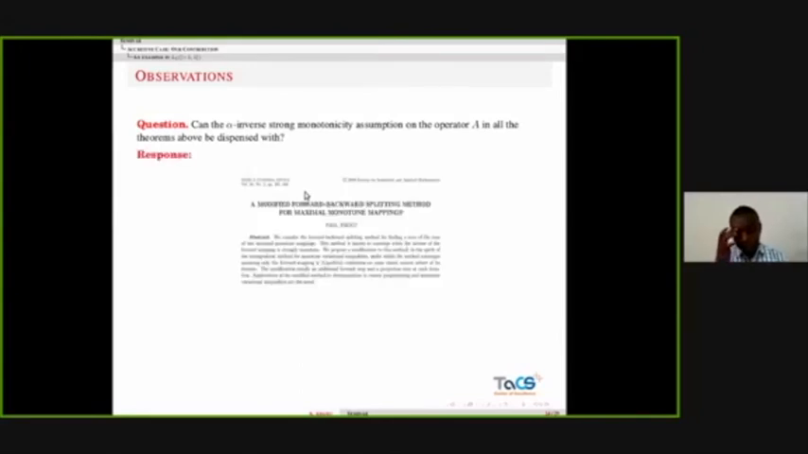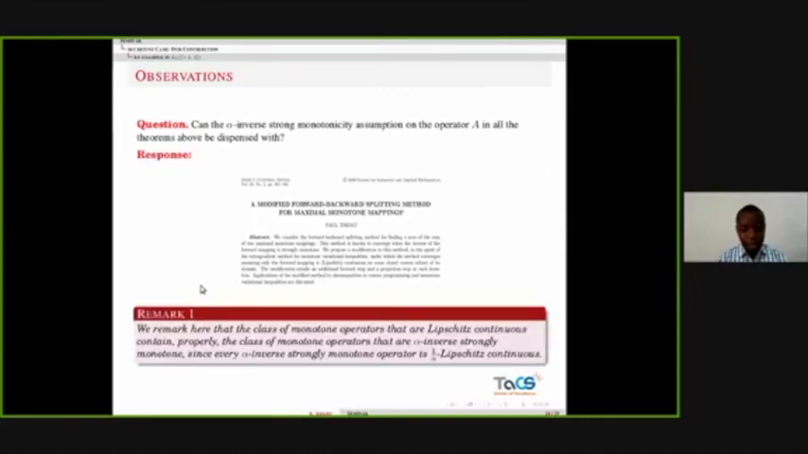This question was answered in the affirmative by Seng, who, using the idea of the extragradient method of Korpelevich, replaced the alpha inverse strong monotonicity assumption on A with Lipschitz continuity. However, he was able to prove only weak convergence. His extension is indeed more general than this alpha inverse strong monotonicity assumption.